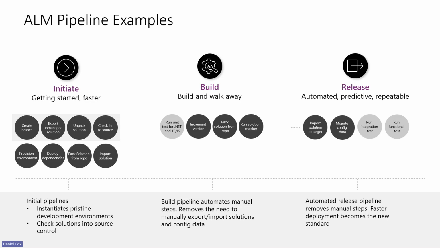Well, here are some ALM pipeline examples, things that you might want to actually produce as part of your ALM. When you think about a pipeline, you're going to perform some set of tasks. As you can see here, you might want to create a branch on a source repository. You might want to export that unmanaged solution from your dev environment. You can even unpack it, and that is really breaking that unmanaged solution down into its individual parts. Once you have that in its individual parts, you can check those into source control. You can do things like provisioning a brand new environment.